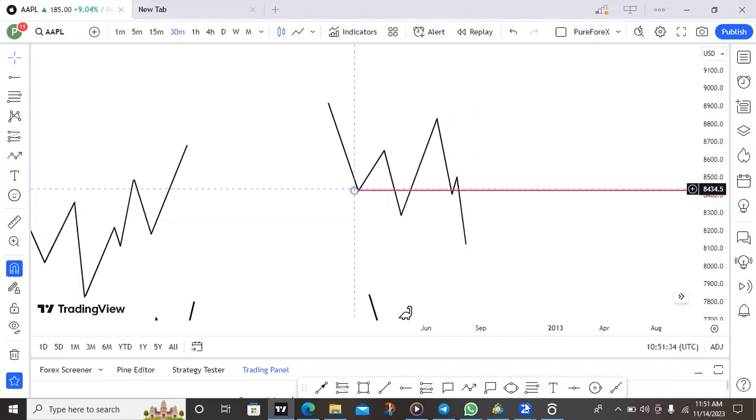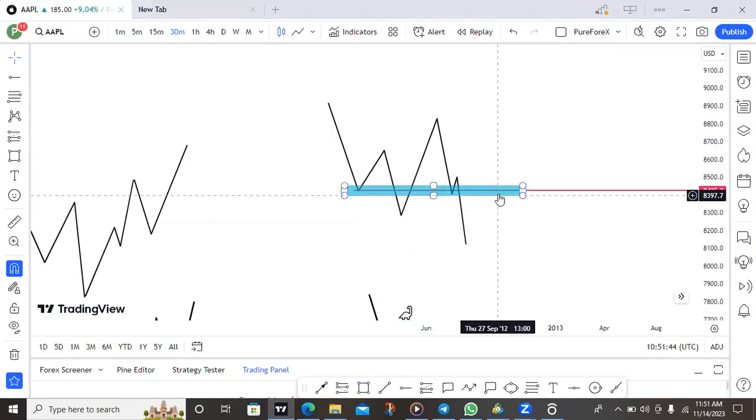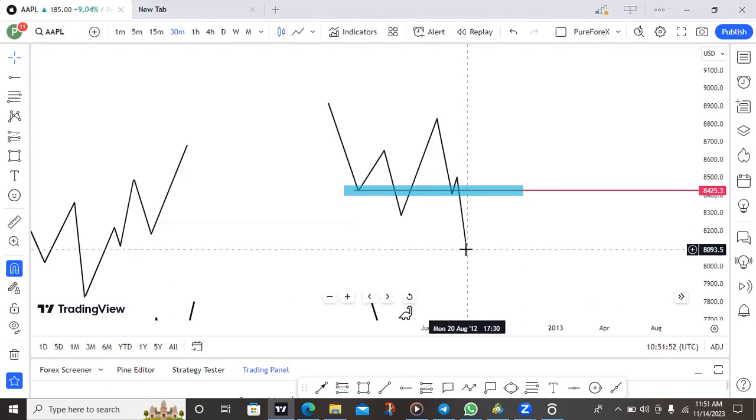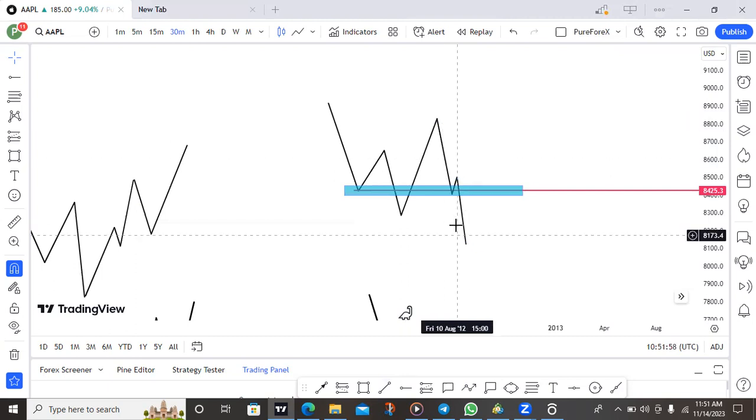For us to start selling this market, instead of buying because a Quasimodo has occurred, we have to go to the higher time frame and look for confirmation. And the confirmation of a Quasimodo manipulation must be a bearish engulfing candle. In this example, I want to see a bearish engulfing candle as confirmation on a higher time frame.